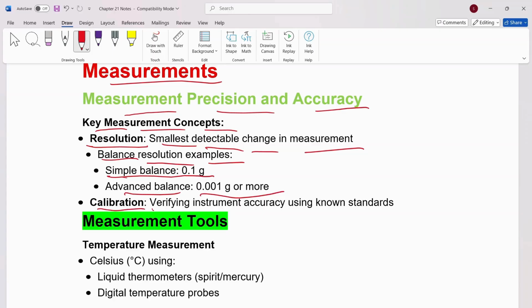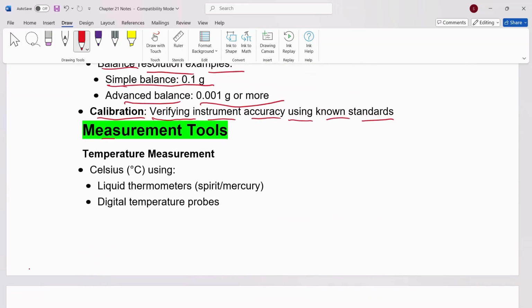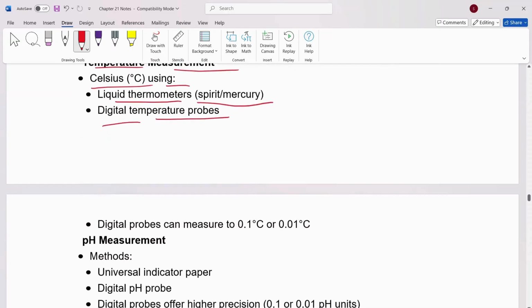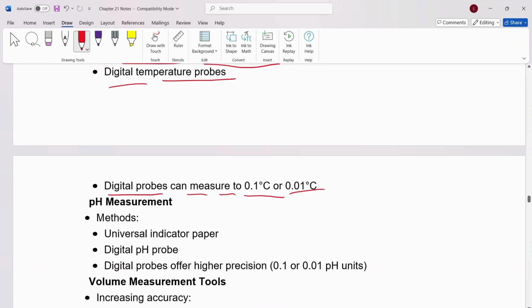Calibration. Calibration is verifying instrument accuracy using known standards. Measurement tools: temperature measurement. We have Celsius measurement using liquid thermometers, spirit or mercury inside, and digital temperature probes. Digital probes can measure from 0.1 degree centigrade to 0.01 degree centigrade.